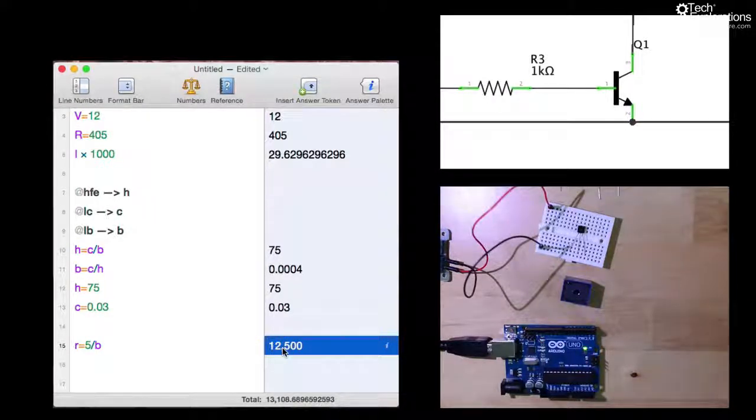So we've got everything we need now, so we can go ahead and put this circuit together.